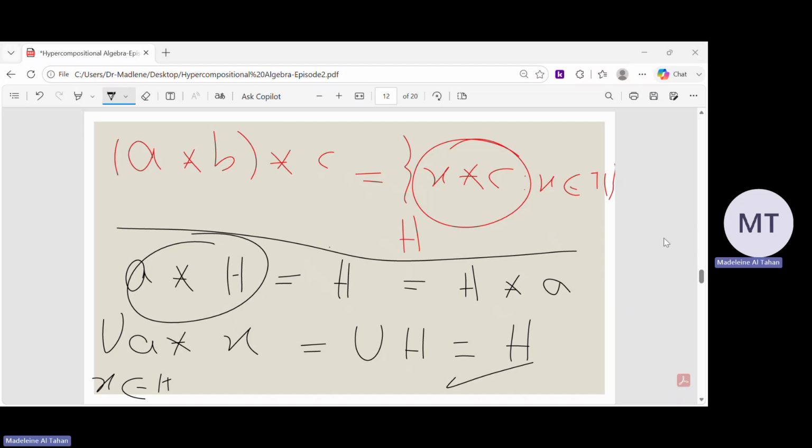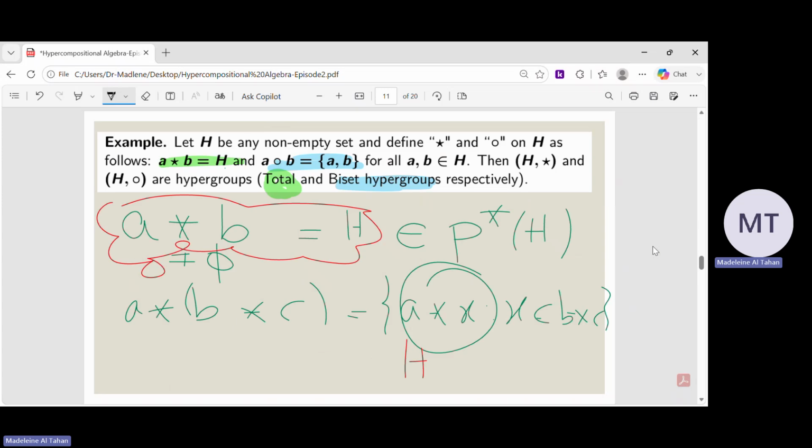Now, to make sure that you understood, I highly encourage you to try to prove that the biset hypergroup is a hypergroup. So the blue hyperoperation will produce, again, a hypergroup.